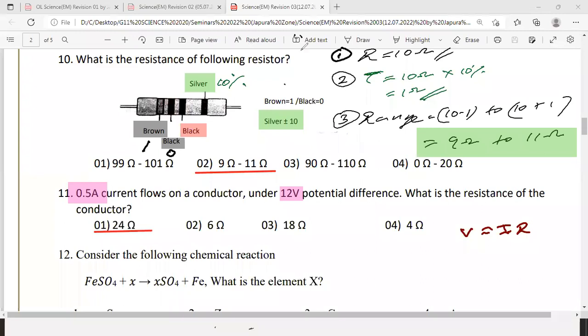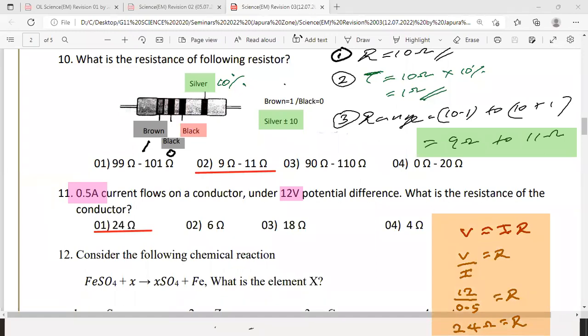Those who have not done, look at the screen. V equals IR. So, R equals V divided by I. Resistance equal V over I. What is the voltage here? 12 volt divided by 0.5 amperes. 12 divided by 0.5. So then you get the resistance. 12 divided by 0.5 will be 24 ohms. Right. That's how you get the answer for 11th MCQ.